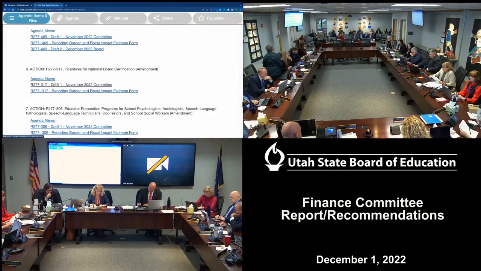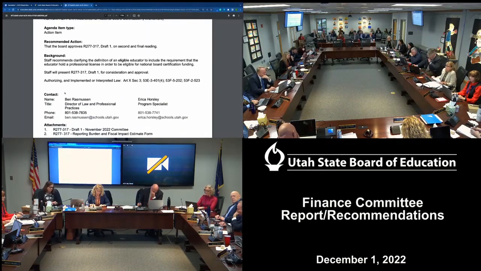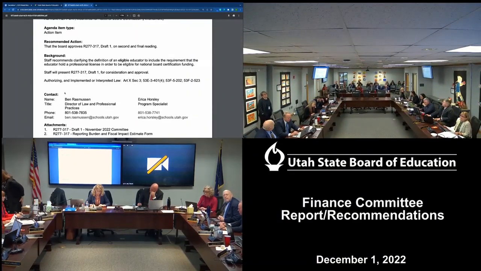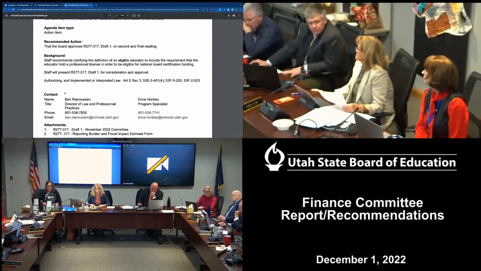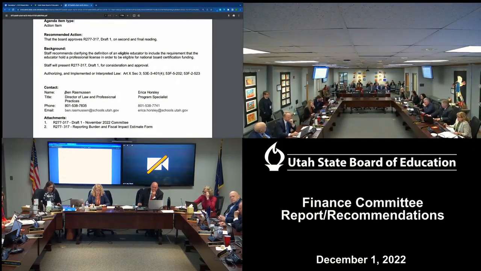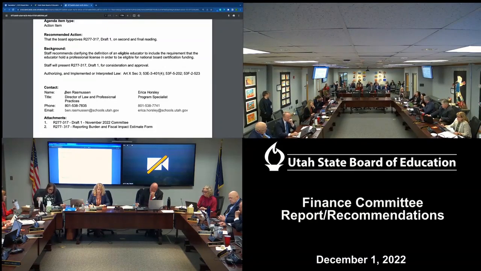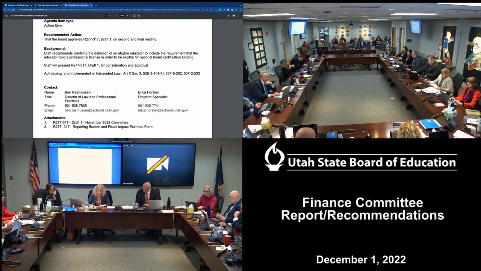Item 14.6 would be R277-317. The committee moves that the board approve R277-317, Incentives for National Board Certification, Draft 2 on second and final reading. My motion says Draft 1. Can we get some clarification? Deputy Superintendent Stallings, do you remember if it was Draft 1 or 2 on 317? Draft 2. Okay, there's a motion on the floor that the board approves R277-317 Draft 2. Seeing no discussion, those in favor say aye. Aye. Those opposed? That passes unanimously.